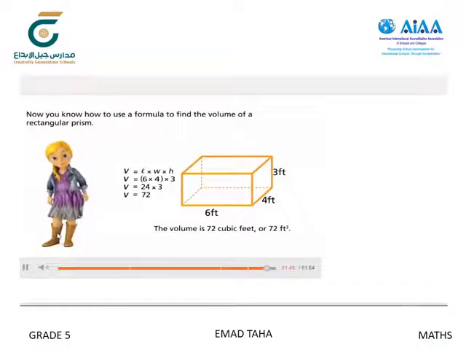Now you know how to use a formula to find the volume of a rectangular prism. Now we move to the practical part. See you.